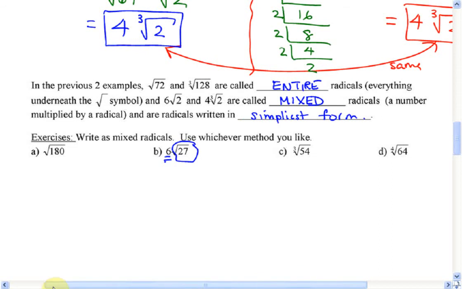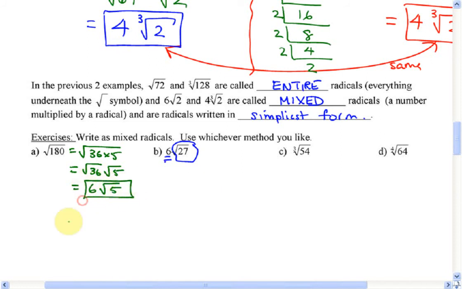By the way, those of you who did the perfect square method, the largest perfect square is actually 36. So I saw this, and then I saw most of you write down root 36, which equals 6, 6 root 5, you're done. Okay.